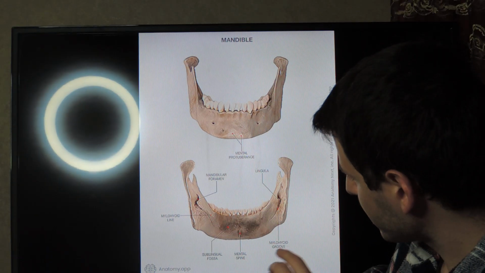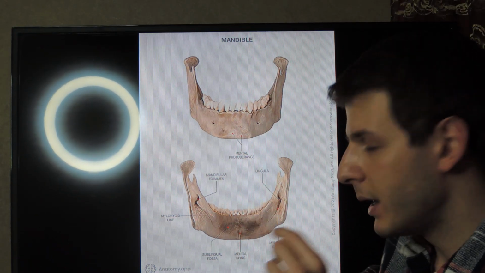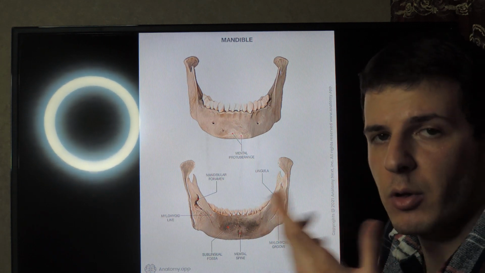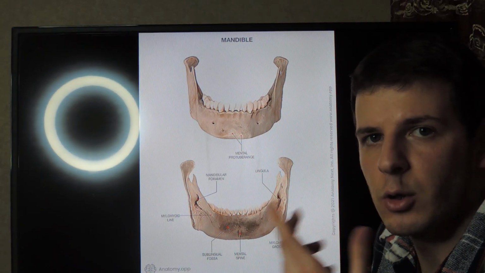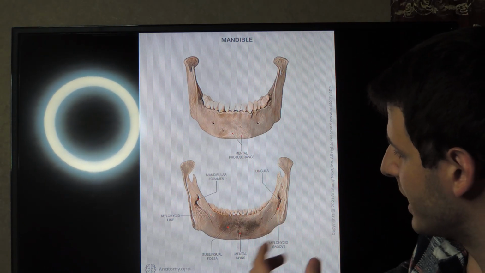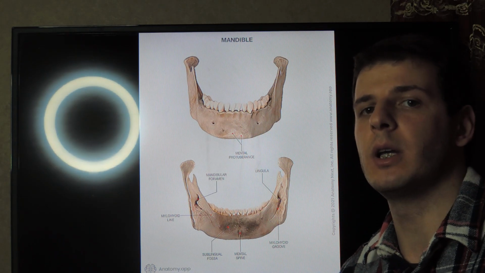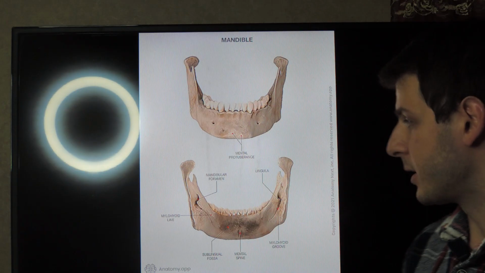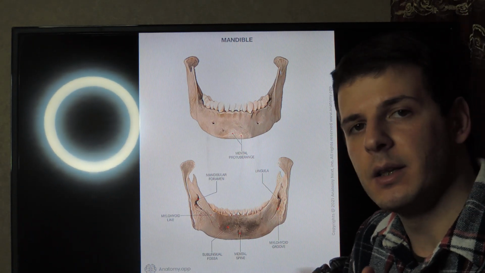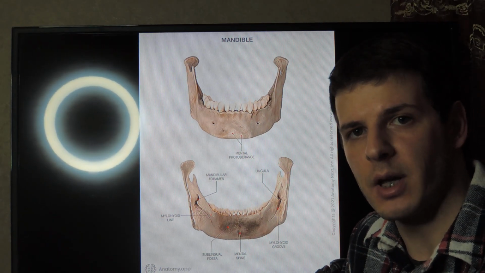And also in the middle part of the ramus we have the mandibular foramen, and this foramen is bounded by a small bony projection called the lingula of the mandible, and this mandibular foramen then leads into the canal, and the inferior alveolar nerve and artery enter the mandibular canal, and then appear on the outer surface through the mental foramen.